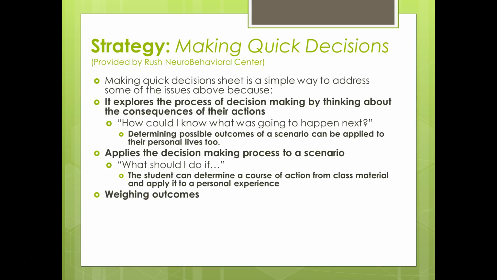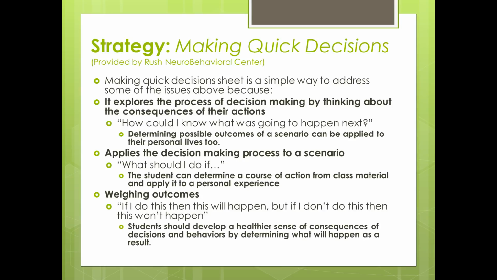At the end of the Making Quick Decisions sheet, the last box asks, what would you do? So to play out the scenarios and the consequences, and that then allows the student to decide, okay, this is what I would do. So if I do this, this will happen. If I don't do this, then this won't happen. And students should develop a healthier sense of consequences of decisions and behaviors by determining what will happen as a result. But let's be really clear.